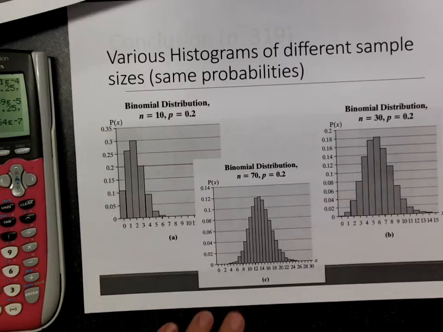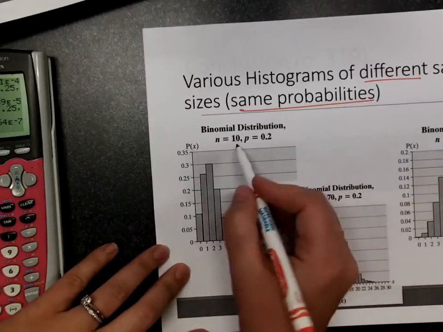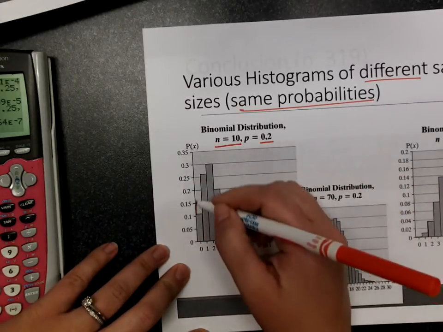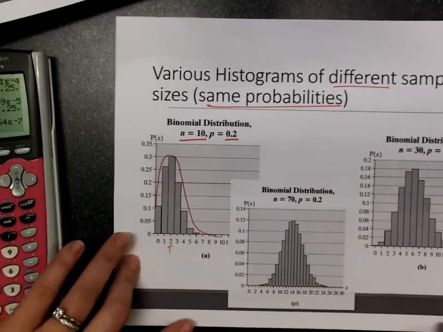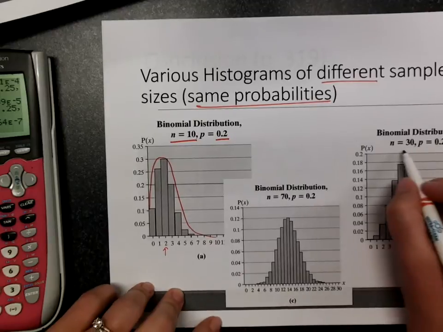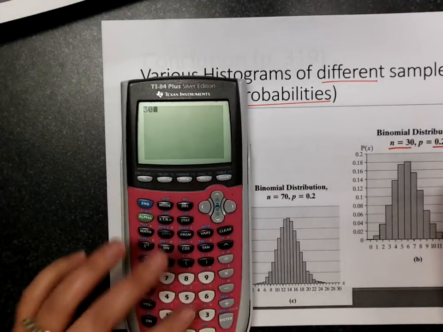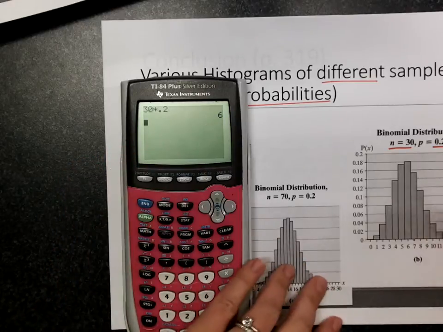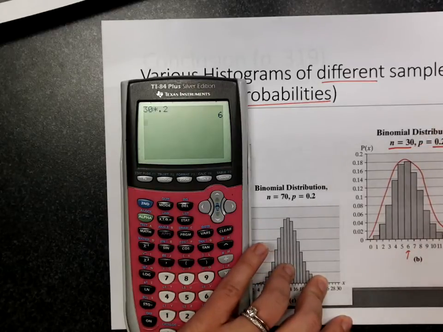Here we have various histograms with different sample sizes and the same probabilities. So here we have a low sample size of 10 and a probability of 0.2. And you'll notice that there's a really tall spike right around 2. Here we have a sample size of 30 and a probability of 0.2. So if I just quickly do 30 times 0.2, that tells me my expected value is 6. So if you'll notice, right around 6 is where the majority of my data fall.